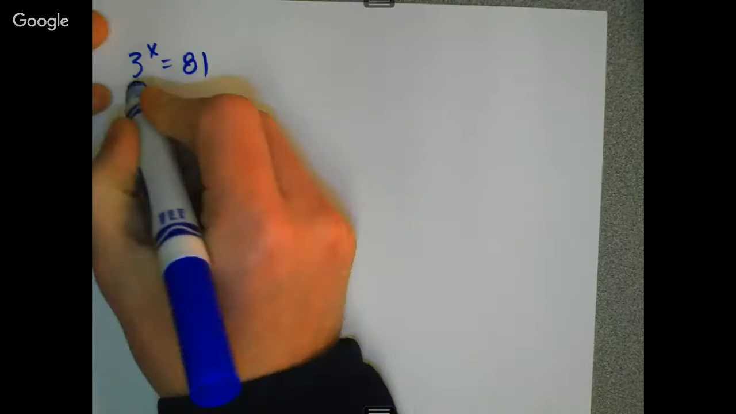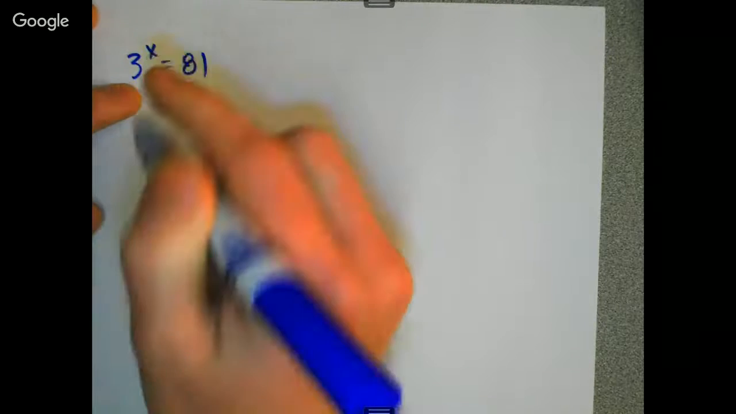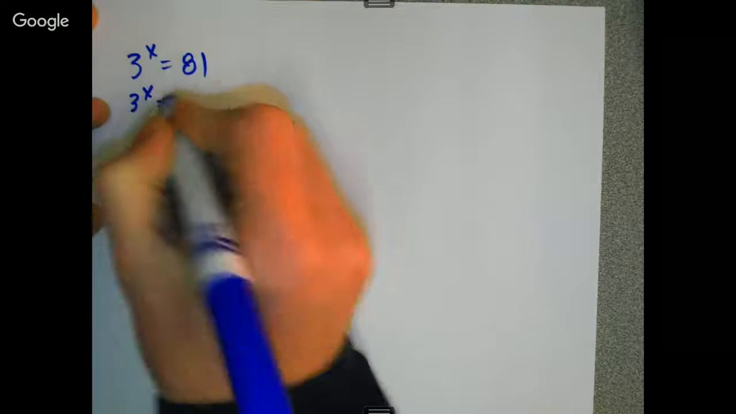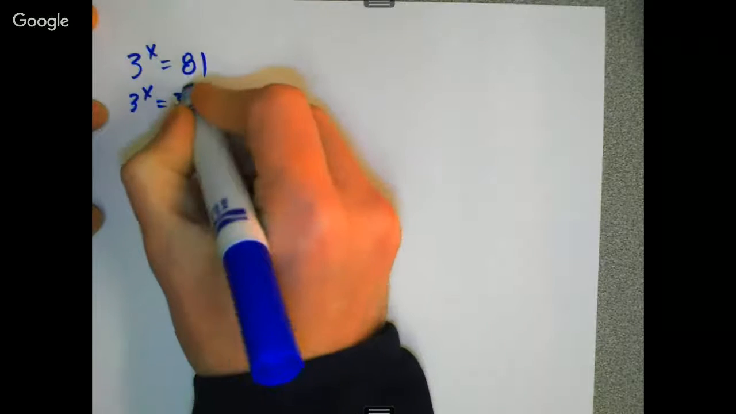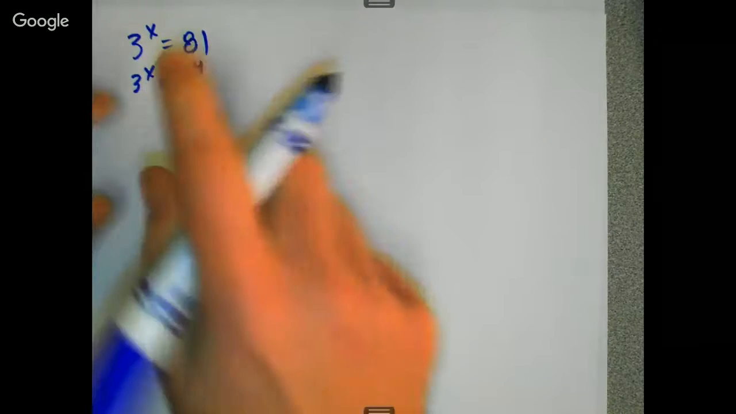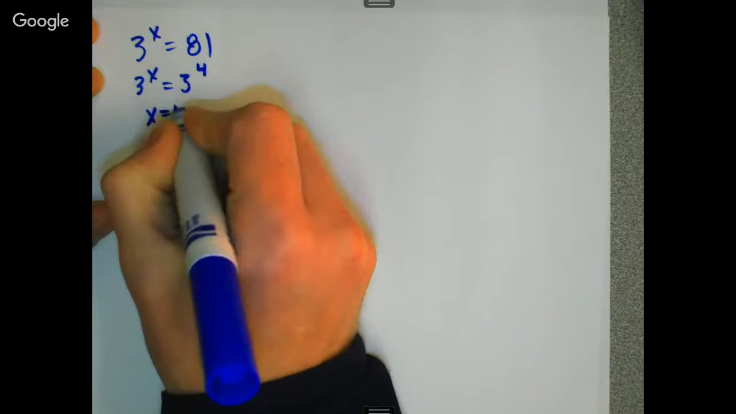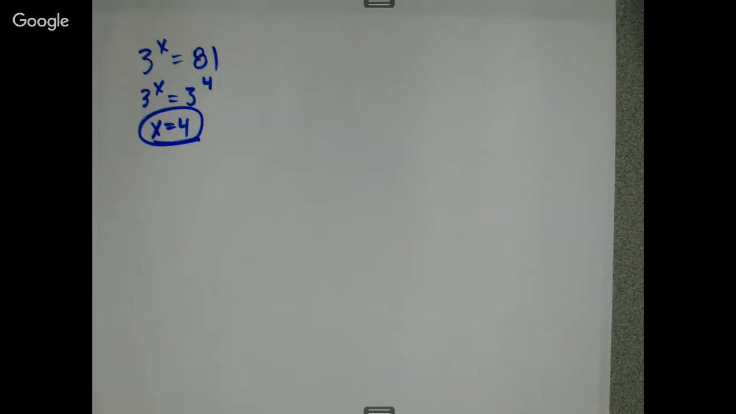So we want to try to get both sides to the same base. So this is already 3 to the x. So I'm going to try to get 81 as 3 to some power. Well, 81 is 3 to the 4th. Now, because the bases are the same, the exponents also have to be the same. So 4 would actually be my answer.